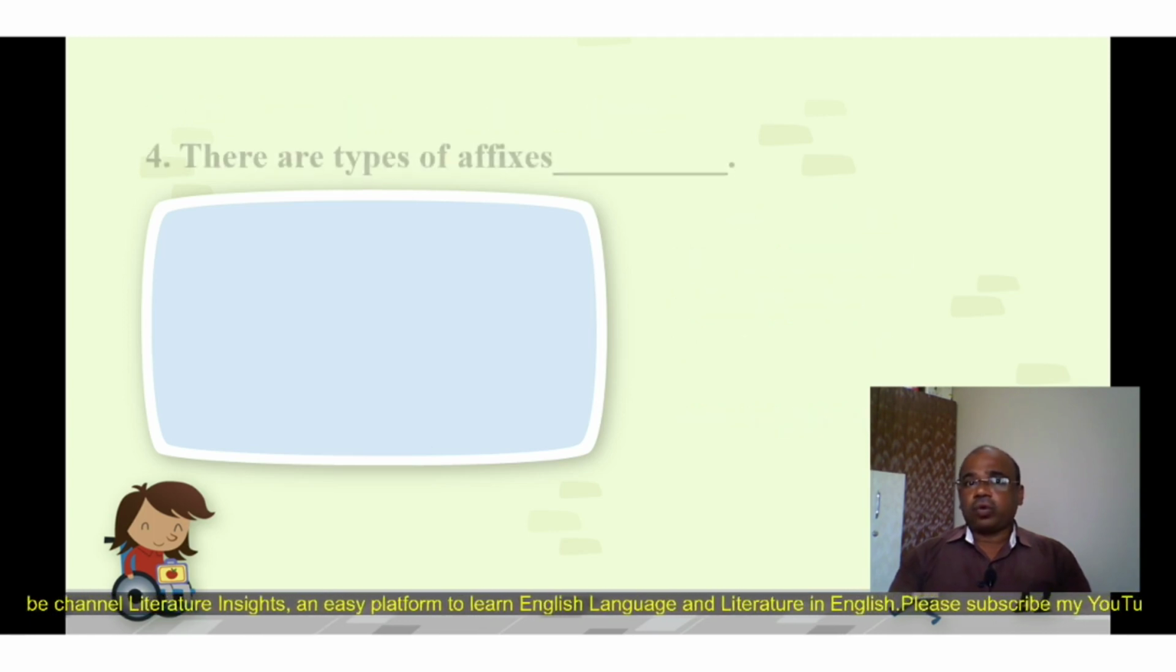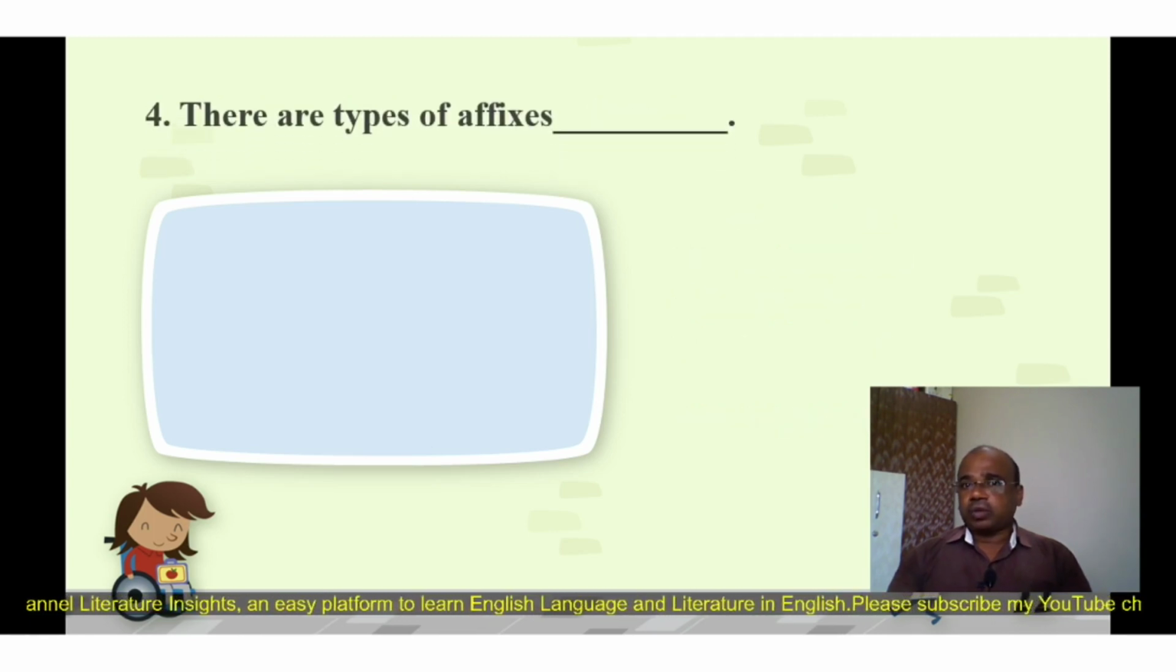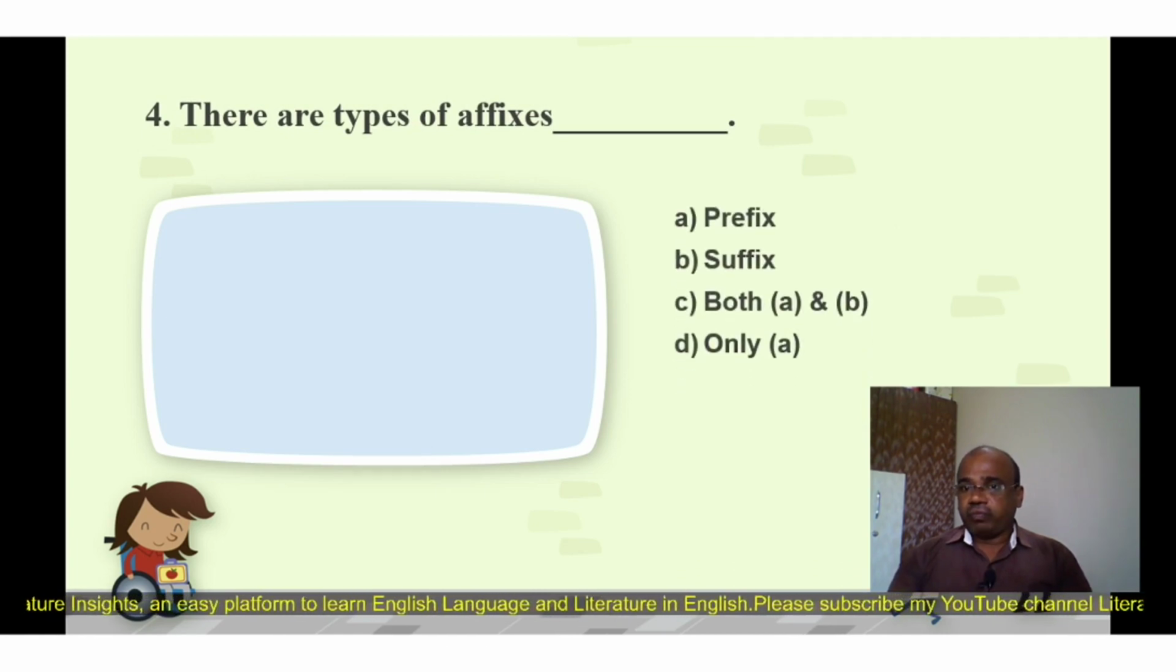Question number 4. There are two types of affixes. A prefix, B suffix, C both A and B, D only A, and the option is C both A and B. There are two types of affixes, prefix and suffix. Prefix comes before the main word and suffix is added at the end of the main word.